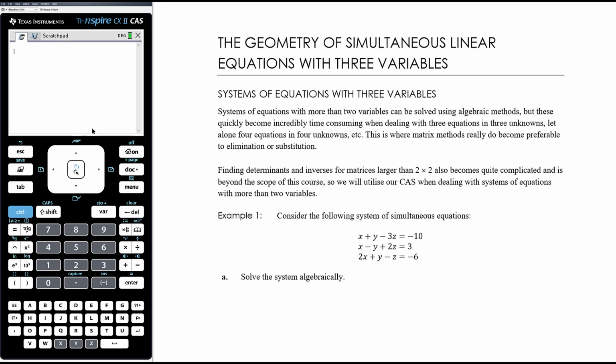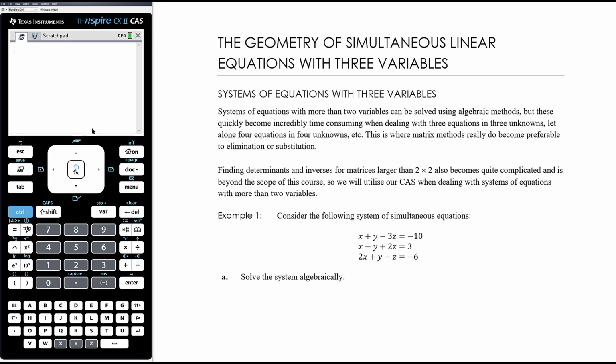Okay, so systems of equations with more than two variables can be solved using algebraic methods. But they quickly become time consuming when we've got three equations and three unknowns, let alone if we have four equations and four unknowns or 10 equations in 10 unknowns. And this is where matrix methods really do become preferable to elimination or substitution, and using technology to support that.